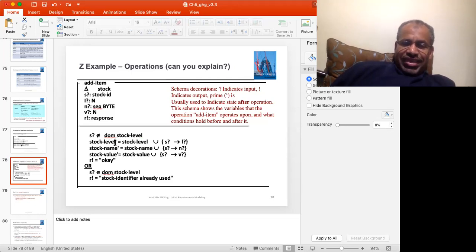So the stock level prime indicates the stock level after implementing a particular operation. For example, once you've added a new item, the new stock level, which is primed, would be equal to the old stock level in addition to a new mapping from a stock ID. Remember this stock ID is indicated by S, and it comes in as an input, so it has a question mark. So the stock ID is mapped to a stock level. So this mapping is united with the earlier mapping of stock level. So the union between the new mapping and the old set gives us a new stock level, which is after the addition of the new item and its new level.